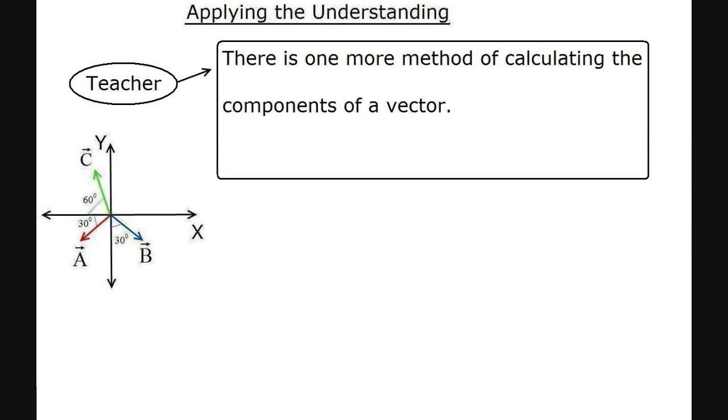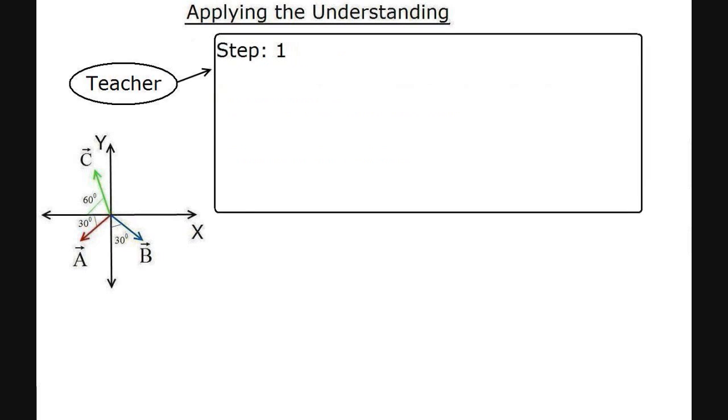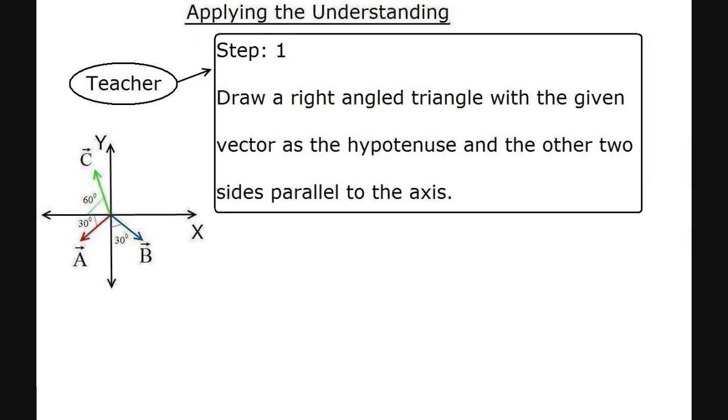There is one more method of calculating the components of a vector. I will review it now. Step 1. Draw a right-angled triangle with a given vector as the hypotenuse and the other two sides parallel to the axis.